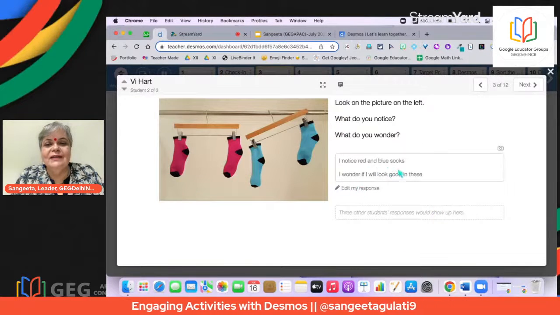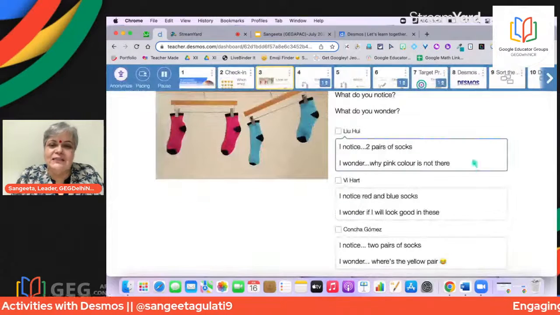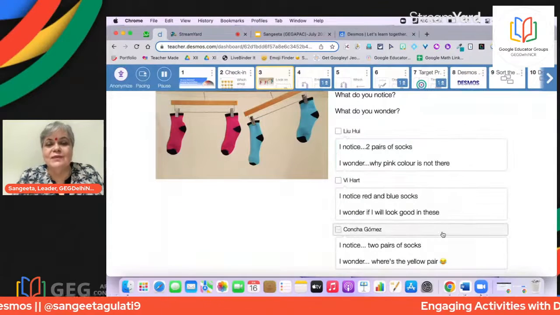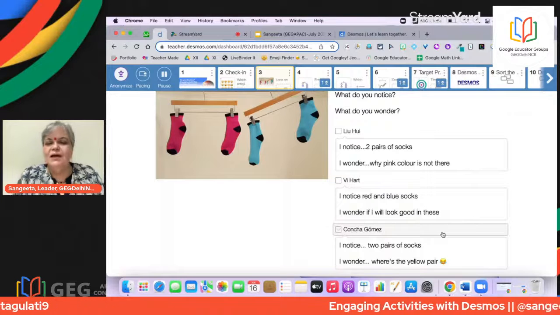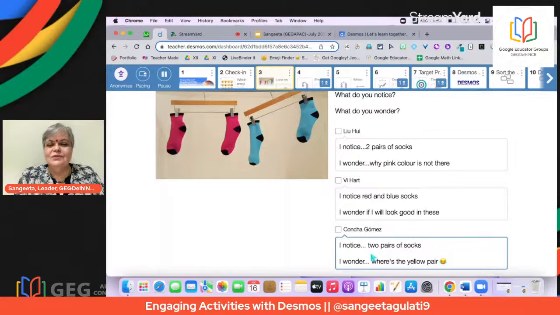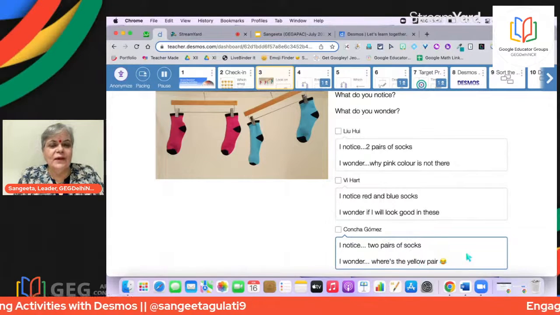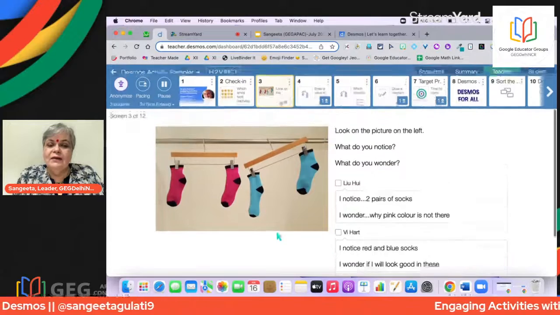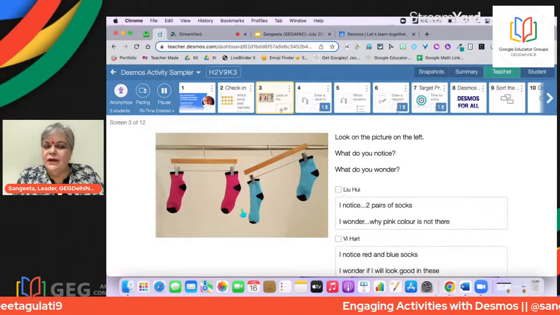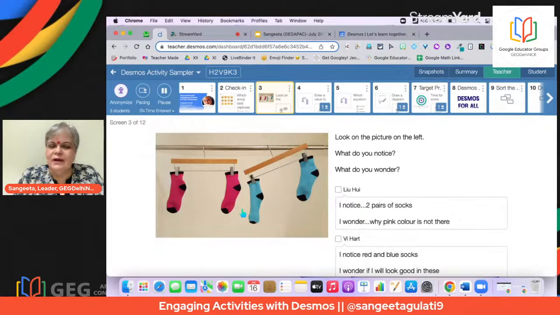So definitely, you will find that when you give an option to the student to chat, to talk, and especially if it's a math concept, you will see definitely great responses. And of course, I noticed two pairs of socks. I wonder where's the yellow pair. Now, again, looking at this prompt right now, my thought is going a little different.